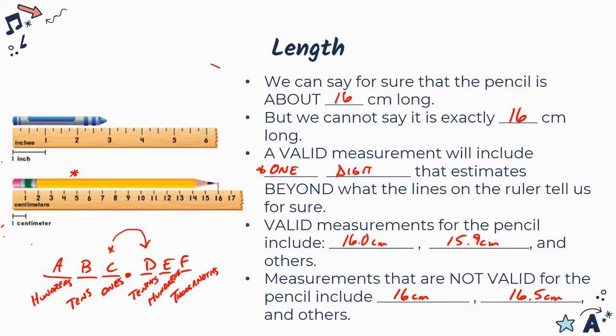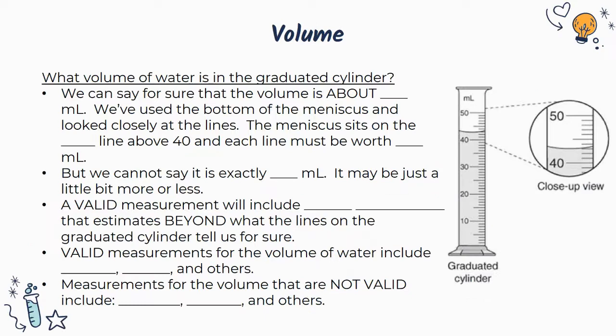So now that we've talked about length, let's talk about our next one, which happens to be volume. So our question is, what is the volume in the graduated cylinder? Now, for sure, we can say that in our graduated cylinder, it's about 43 milliliters. For this, we've used the bottom of the meniscus. The bottom of the meniscus is the lowest possible point. So in our close-up view, we see that the lowest possible point is right about here.